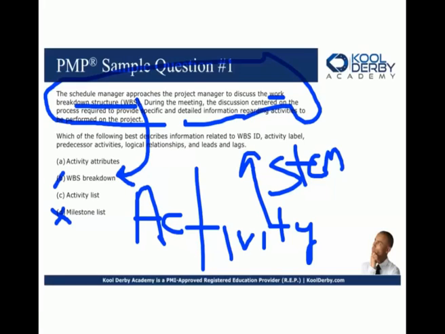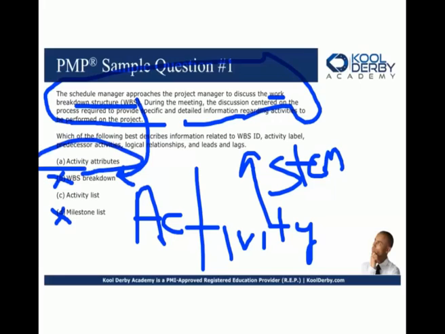WBS stands for work breakdown structure. So this is WBS breakdown. What in the world is that? Okay. Now you got activity attributes and activity list. Which one tells you more information about an activity, like the label, the predecessor, the logical? Is it the list or the attributes of that activity? A. I think it's Attributes. Yeah, it's A. It's hard.